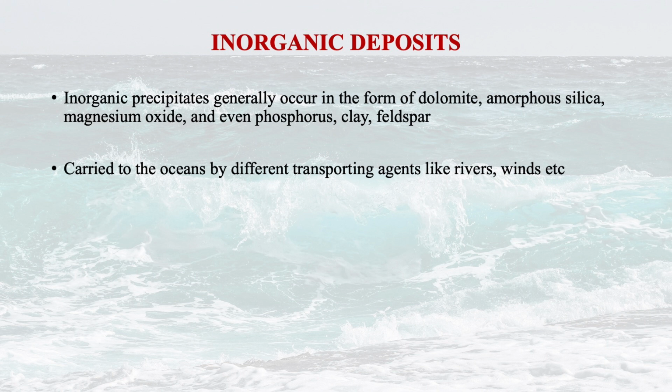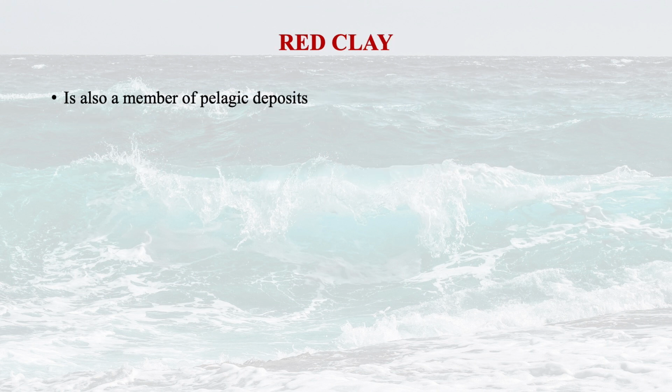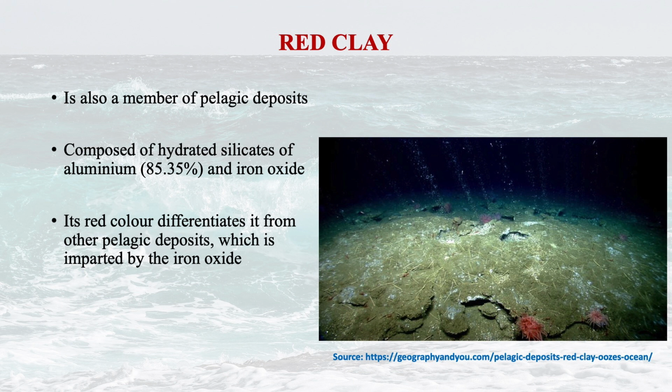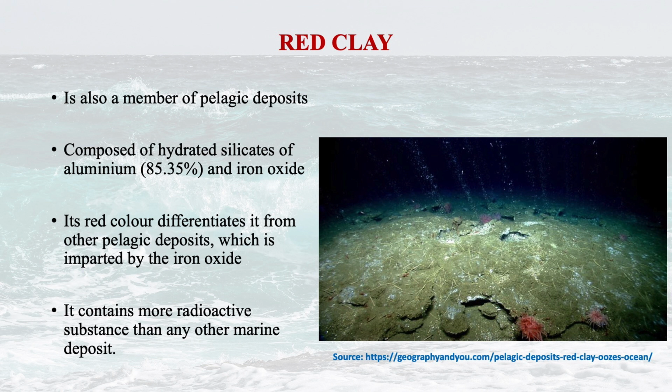Now coming on to red clay, it is also regarded as a member of pelagic deposits. It is composed of hydrated silicates of aluminium, of the order of about 85.35%, and also contains iron oxide. It is red in color, so it is differentiated from other pelagic deposits, which is imparted by the iron oxide especially. It contains more radioactive substance than any other marine deposit.